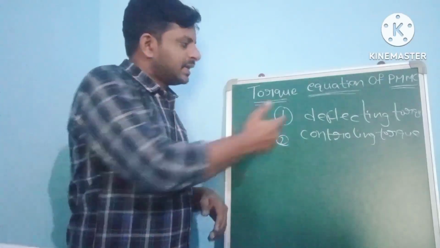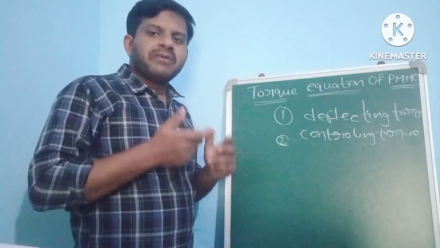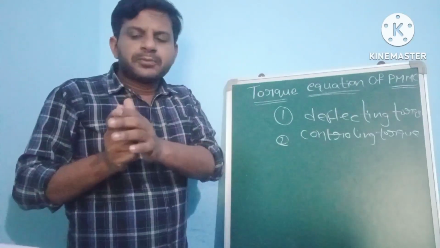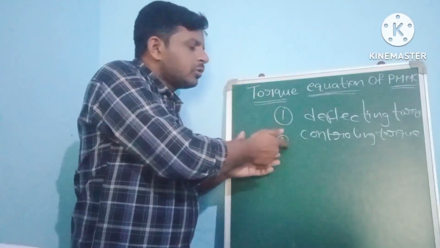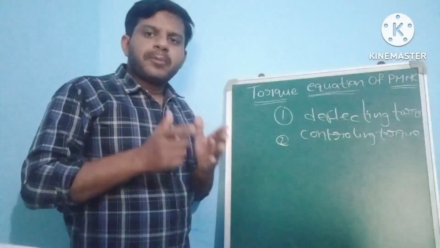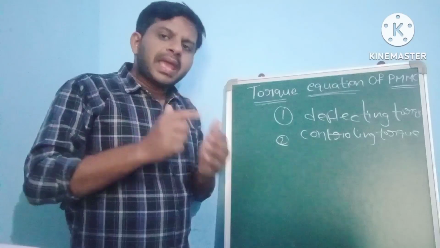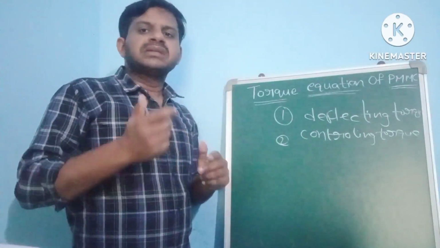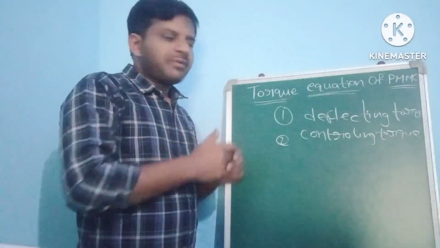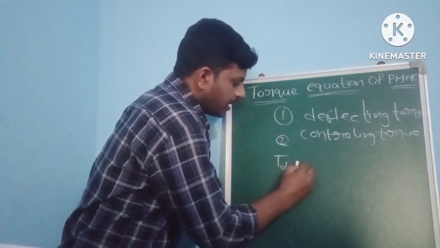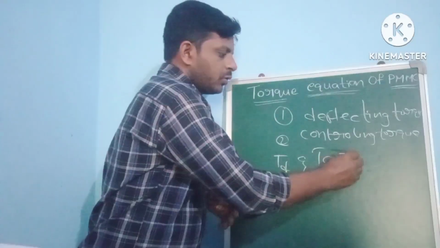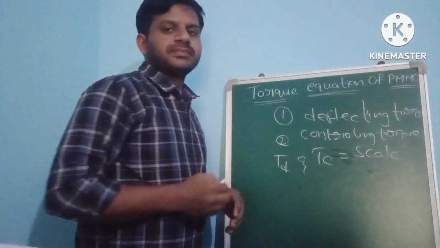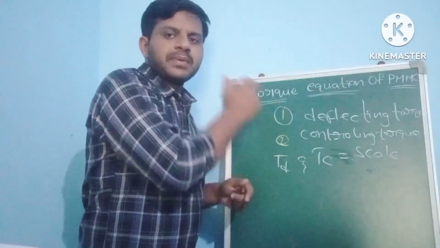The deflecting torque can be simply explained as whenever the pointer moves from the initial position of the scale to its final position. The controlling torque exists whenever the pointer moves back from the final position to the initial position of a particular scale. By equating both the deflecting torque and the controlling torque, we can justify that the scale is uniform in PMMC instruments.